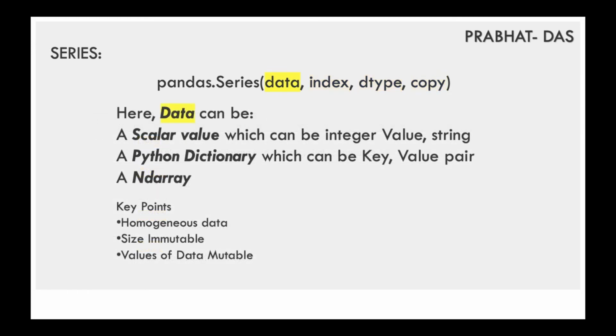Data in pandas can be a scalar value, a Python dictionary, or an n-dimensional array. So when we are talking about data, this is the first parameter that we will pass in pandas Series. That first parameter can be a scalar value, a Python dictionary or an n-dimensional array. So let's get started with an example.